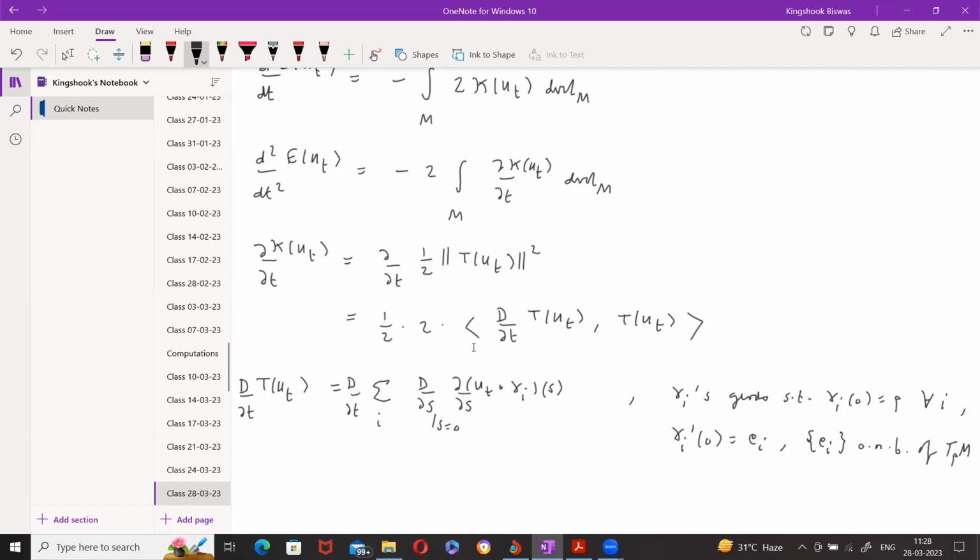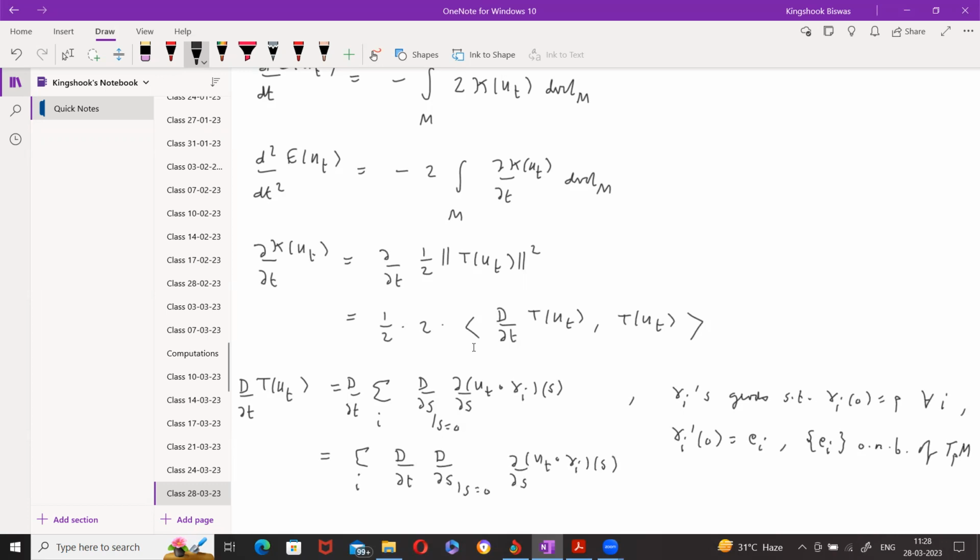Right. So this is the tension field. It's the sum of these second derivatives over an orthonormal basis. Now I take this d del t inside, right? So I have d del t, then d del s at s equal to 0, and then del del s of u_t of gamma_i of s.